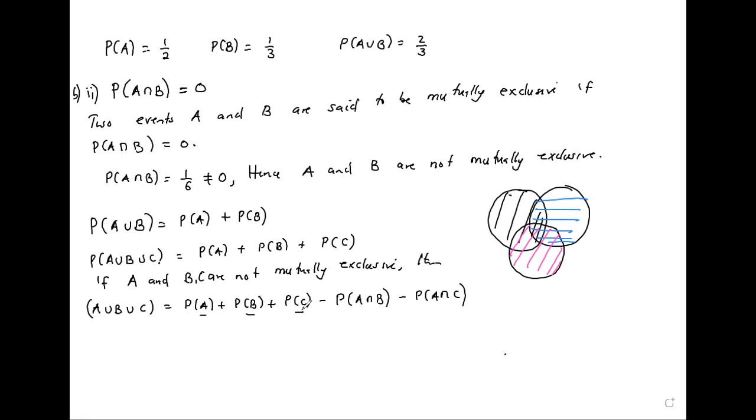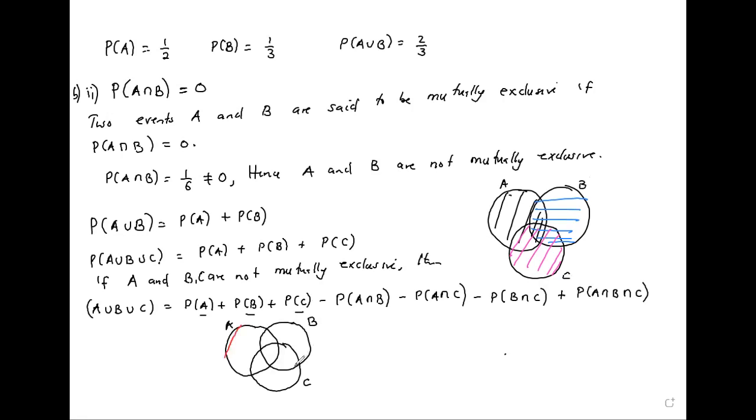Now, if A and B are mutually exclusive, then the probability of A union B is the probability of A plus the probability of B. And if A and B are not mutually exclusive, then the probability of A union B is equal to the probability of A plus the probability of B, and for three events, plus the probability of C.